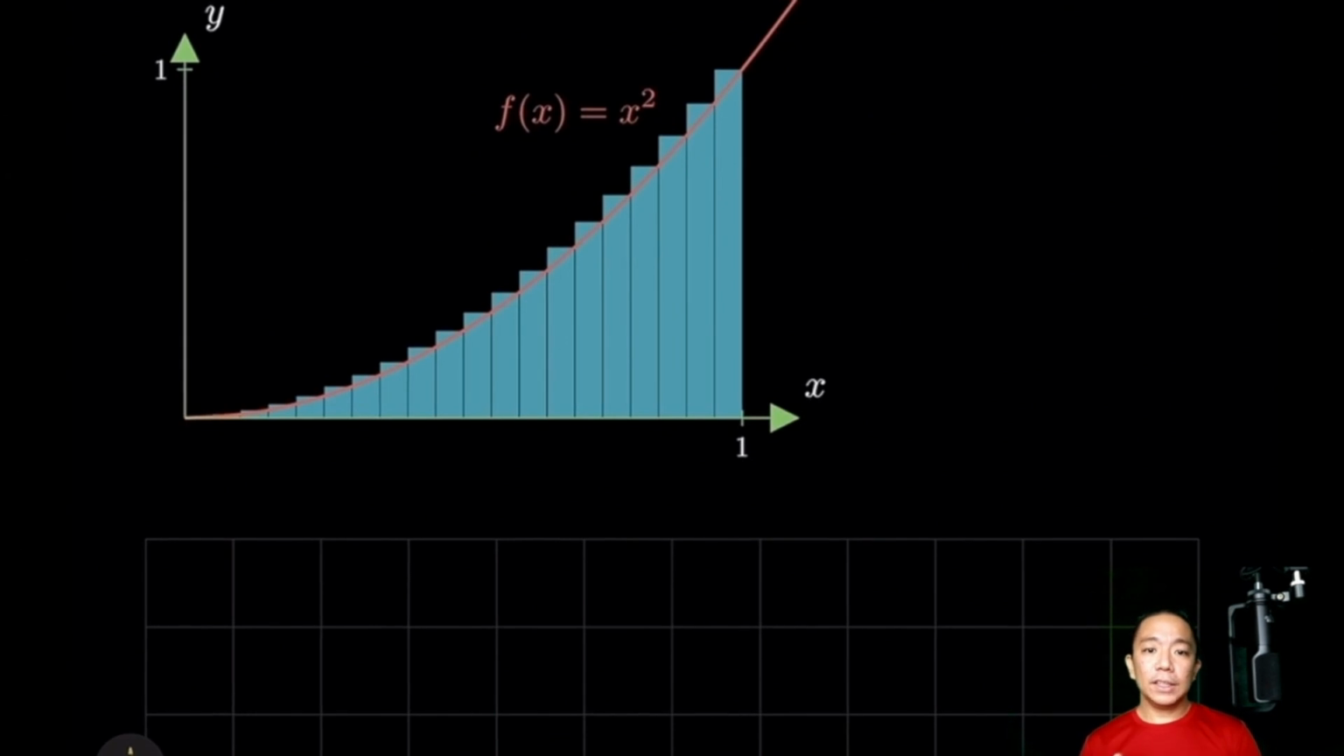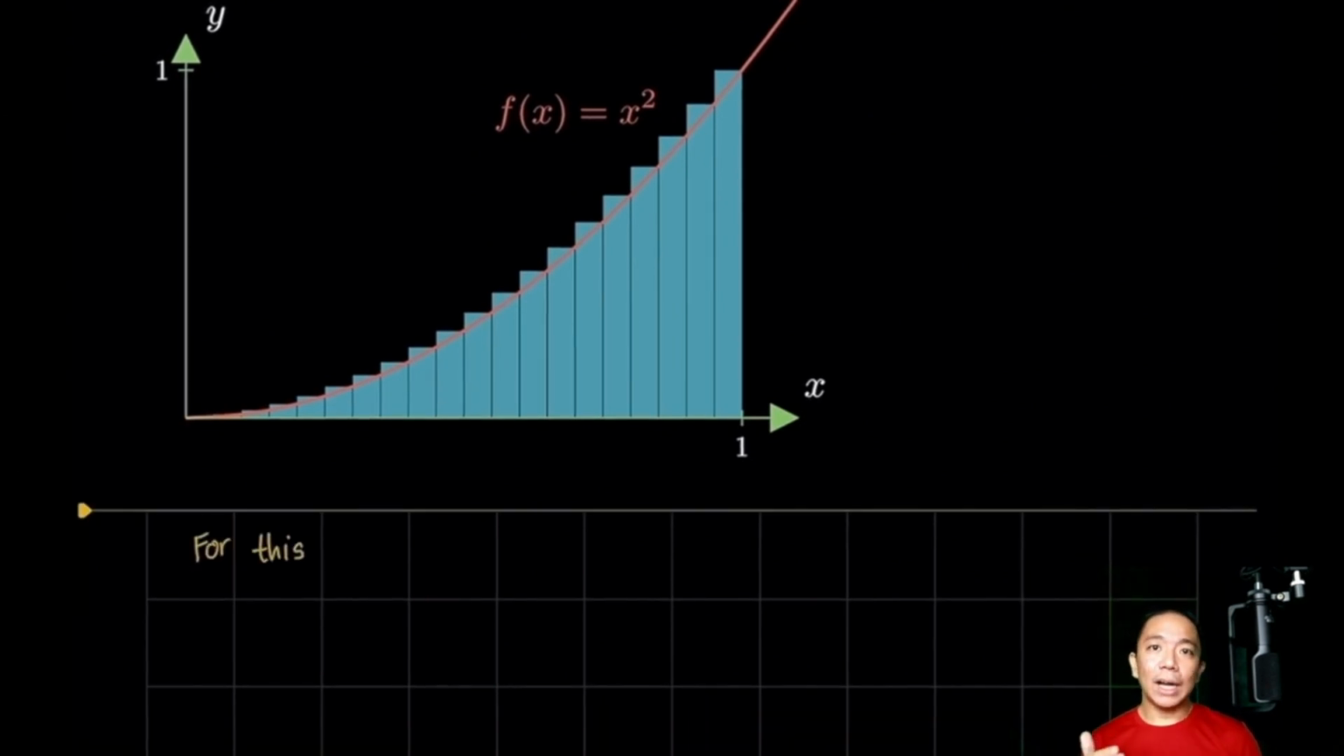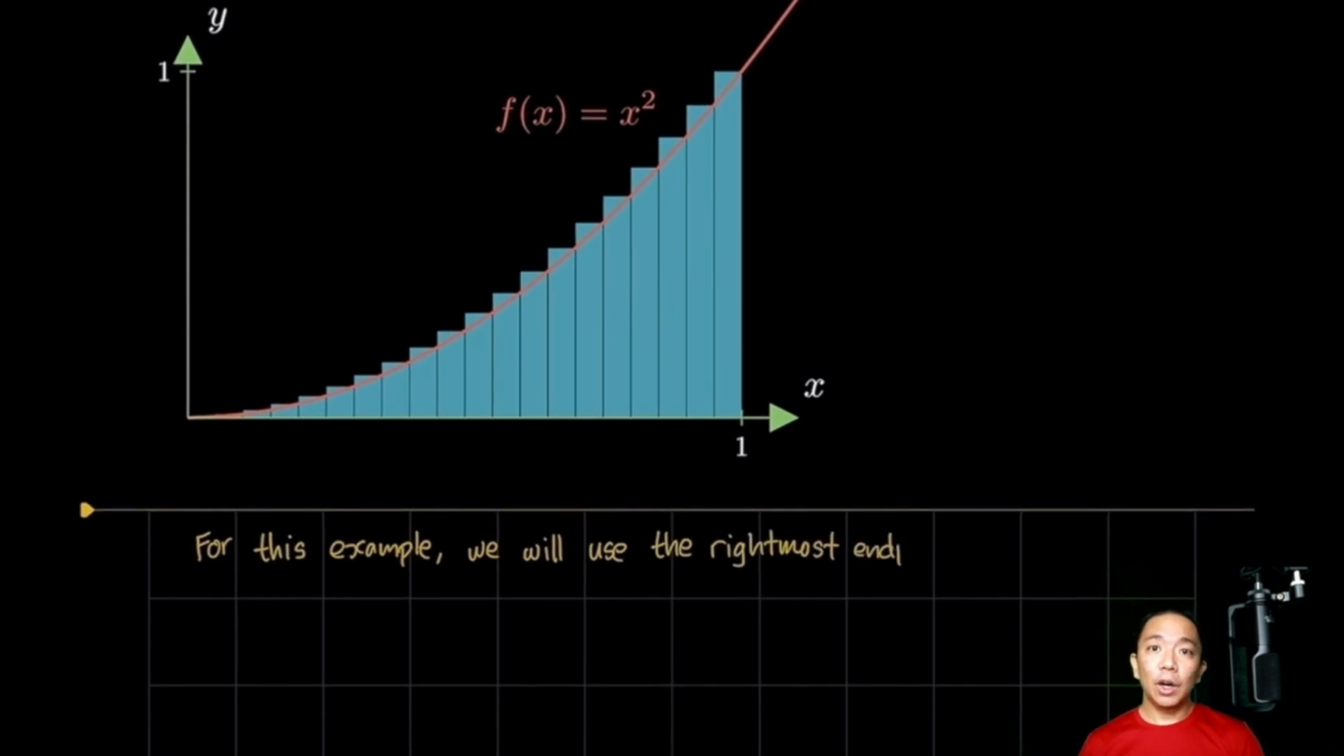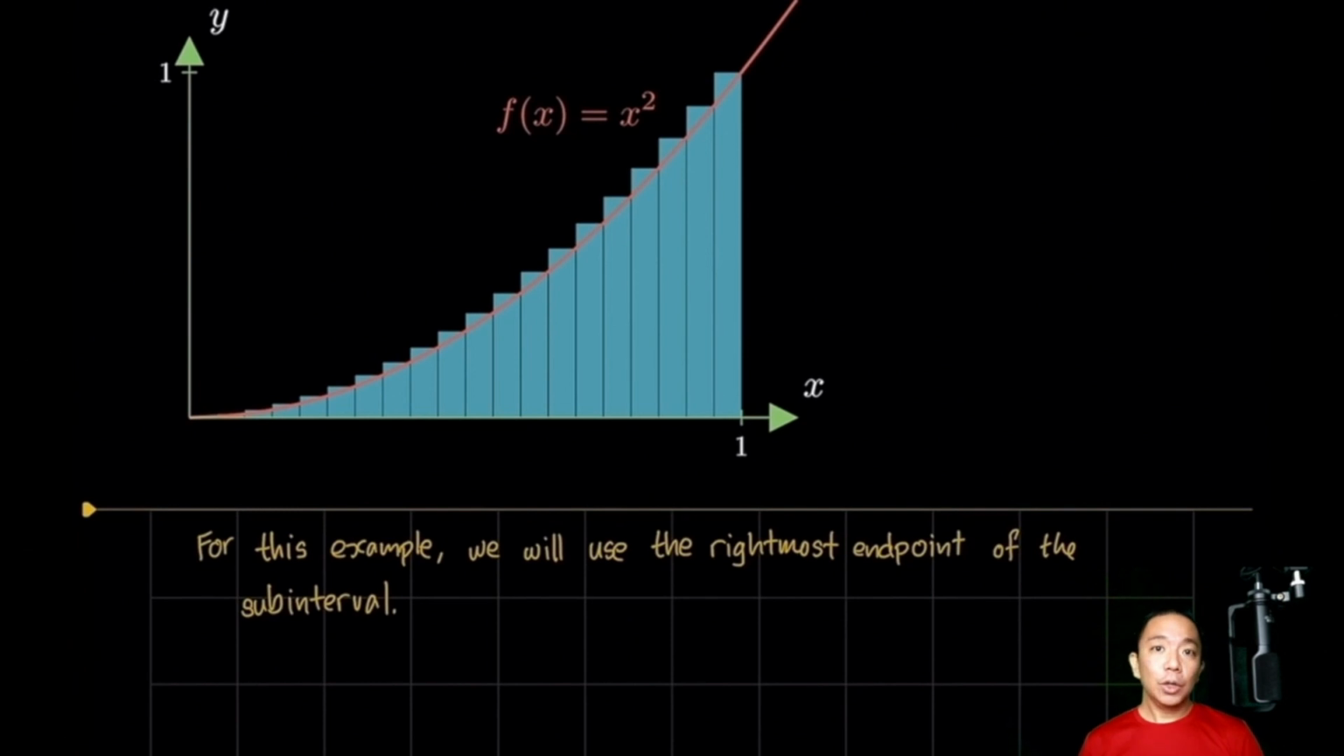And for this example, yung height nung ating approximating rectangle, gagamitin natin yung rightmost point of the subinterval para i-determine siya. Ano ibig sabihin nun? Kung ano yung value nung x dun sa pinaka-kanan na point ng subinterval, siya yung x sub i natin. Yung magiging basis ng f of x sub i para ibigay sa atin yung height nung rectangle.